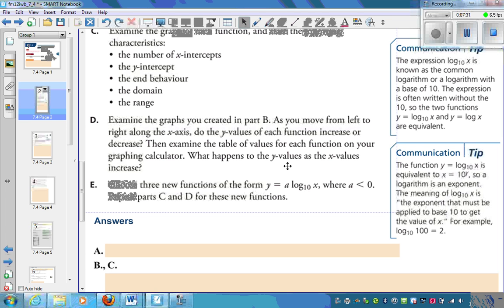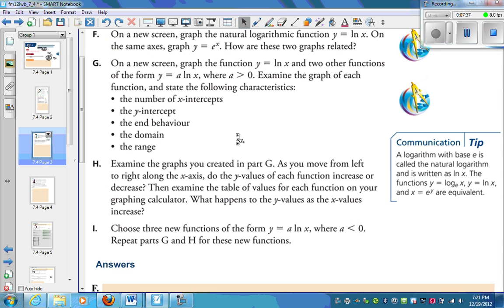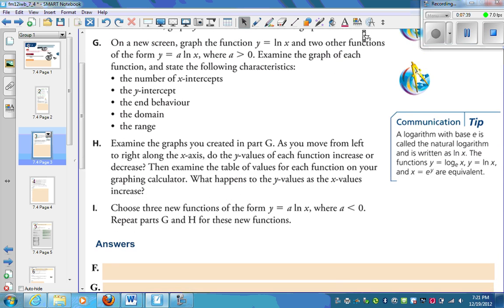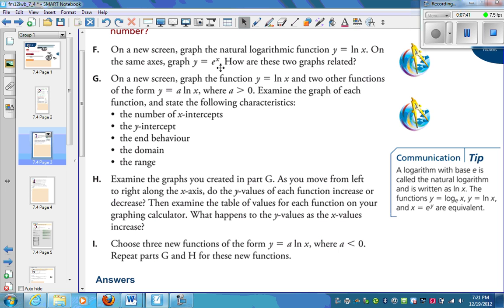Are we increasing or decreasing? We already talked about that, so we've got that. And then we would see the same thing if we graphed ln of x or y equals e to the x. We would get similar things.